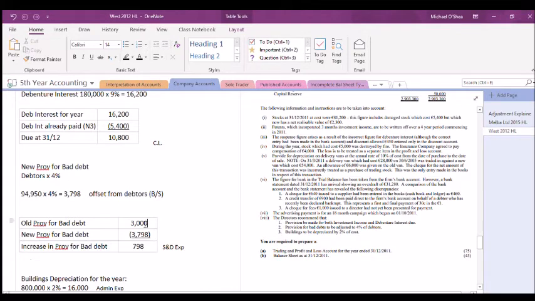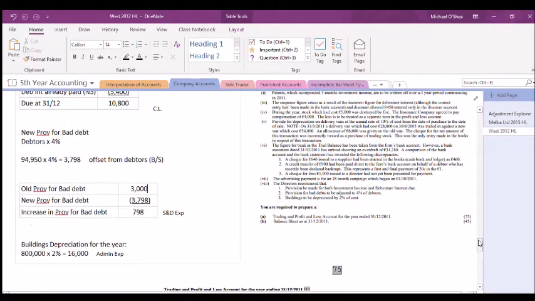My old balance is 3,000. My new balance is higher. I've increased the provision for bad debt. Obviously, provision for bad debt being a bad thing, it's an expected loss from debtors who aren't going to pay us. So it's a loss. So the 798 is selling and distribution expense.